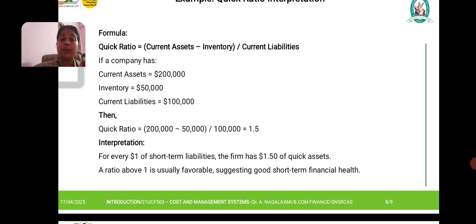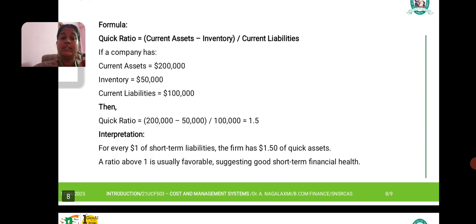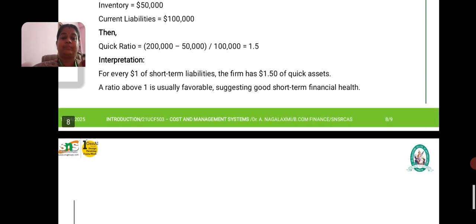For 1 rupee of short term liabilities, the firm has 1 rupee 50 paise of quick assets. That is, if the company wants to repay any short term liabilities, it is able to pay off. A ratio above 1 is usually favorable, suggesting good short-term financial health.